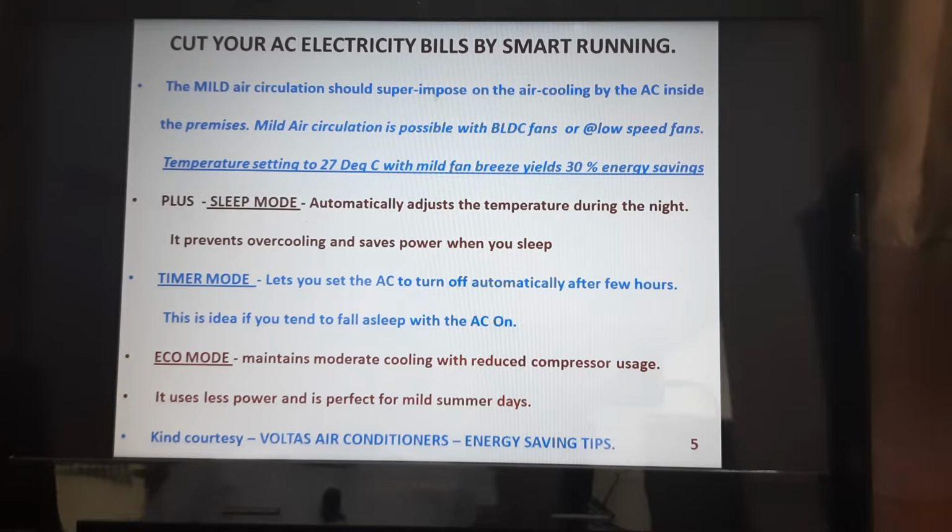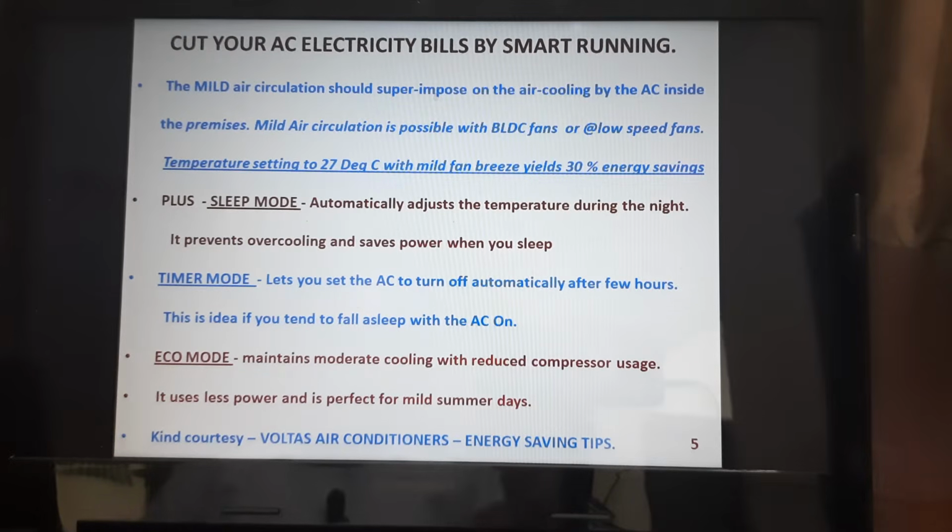Say the temperature setting, now we are keeping around 18 degrees or 20 degrees. If you are able to set this temperature to 27 degrees with a mild fan air breeze by the BLDC fan, 30% energy savings can be visualized. That is what we are going to discuss at length, and how the housekeeping of the air conditioner can be done to improve further on the air conditioning as such.